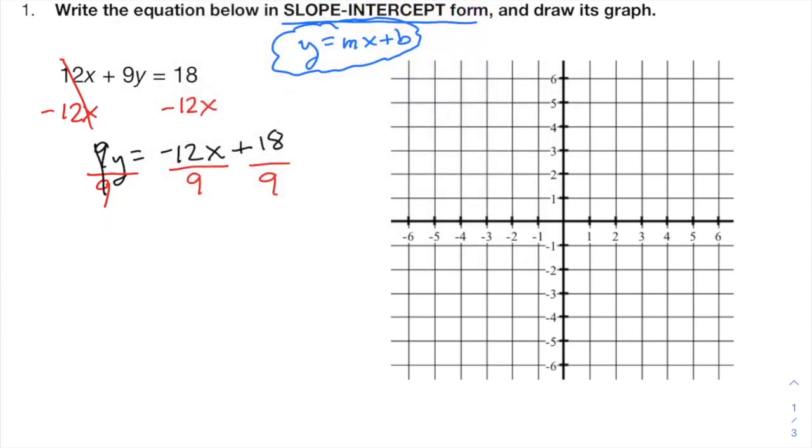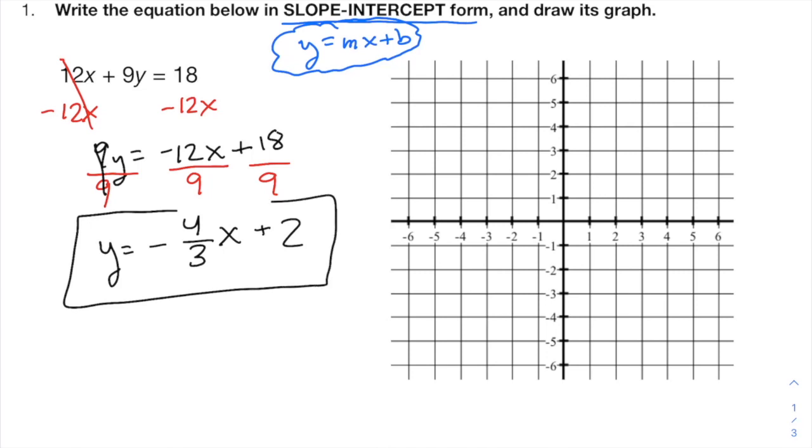Now we just simplify, being careful, watching out for your positives and negatives. So we now have y equals negative 12 divided by positive 9, which is a negative. Negative divided by positive is negative. 12 ninths reduces to 4/3 x. And over here, positive 18 divided by positive 9 is positive 2. So there is our equation. Y is completely isolated. Y equals mx plus b, and our slope is negative 4/3, and our y-intercept is 2.